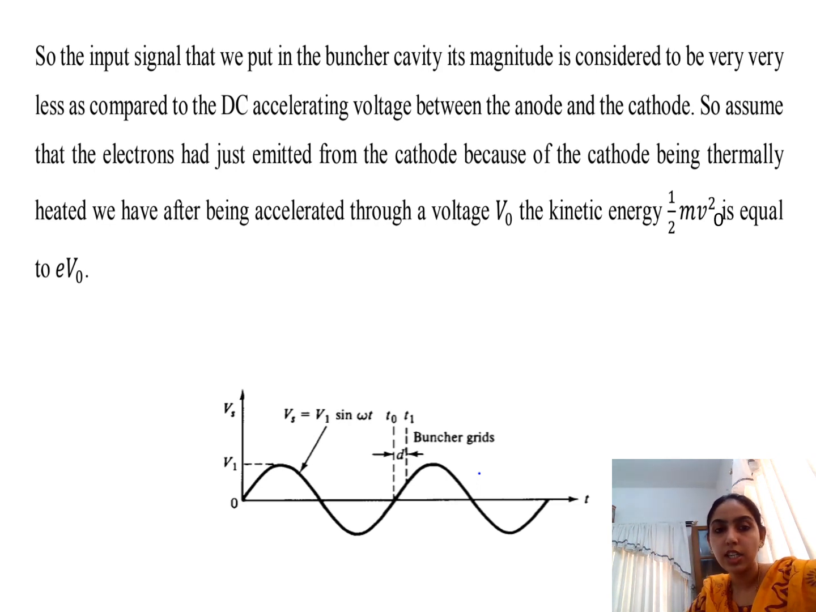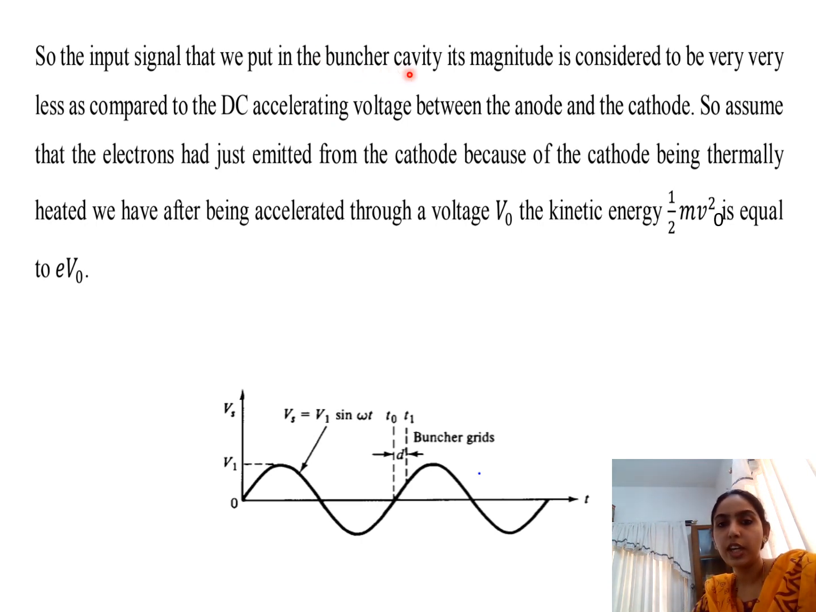Now, after understanding the working of the two-cavity klystron amplifier, we will come to the analysis of a klystron amplifier. We made some assumptions: our DC accelerating voltage, capital V0, which we have provided, is very high in magnitude compared to the signal in the buncher cavity.